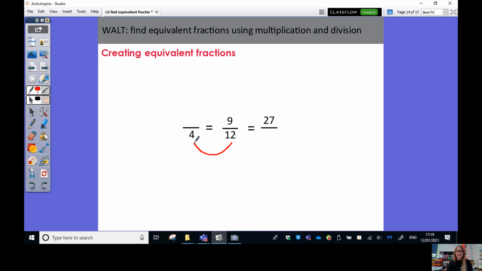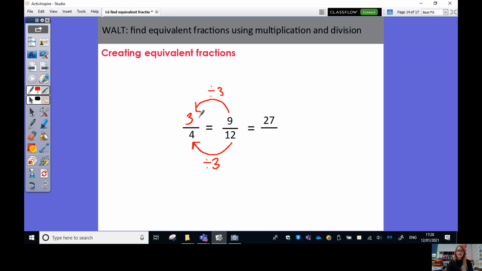So I know I can use my denominators here to help me. So 12 divided by 4. How do I get from 12 to 4? So I need to divide by 3. 12 divided by 3 equals 4, or 4 times 3 equals 12. So because I've divided again, I need to do the same to my numerator. So 9 divided by 3. 9 divided by 3, 3, 6, 9 goes 3 times. So 3/4 is the same as 9/12.